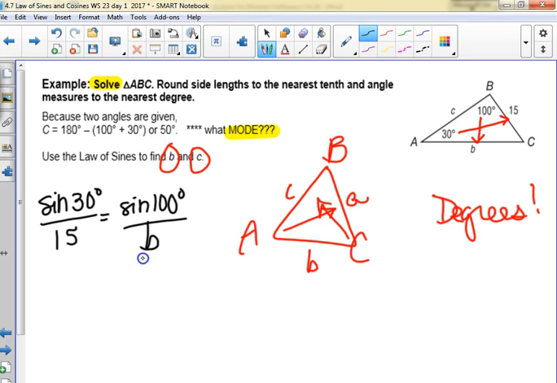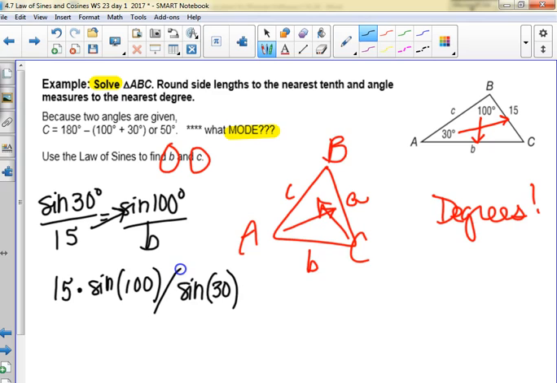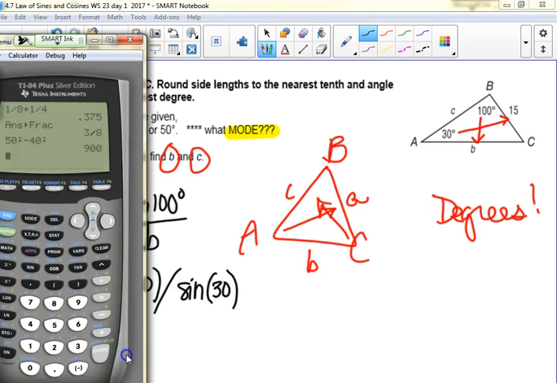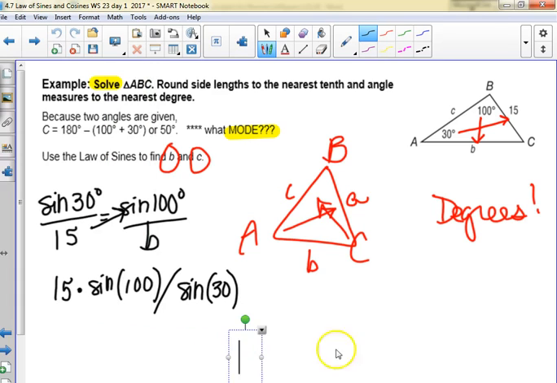Cross multiply and divide. So I'm going to type 15 times the sine of, and it brings up a parenthesis. So what do I have to do? Close that parenthesis, or I don't get the right answer. Okay, I'm multiplying these two, and then I'm going to divide by the sine of 30 degrees, and that one, if you didn't close it, would still work. 15 sine of 100, close parenthesis, divided by sine of 30. Anybody getting 29.5?